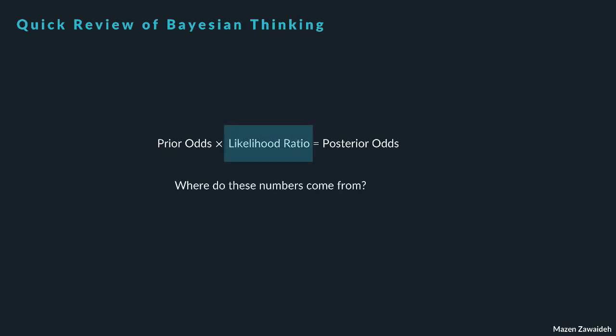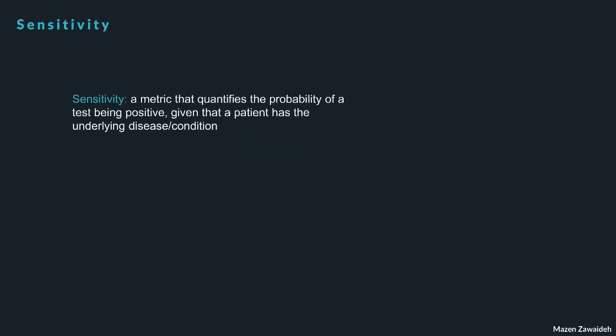Their calculations depend on the measured sensitivity and specificity of a diagnostic exam, so we'll first break down these terms. First, sensitivity. Sensitivity is a metric that quantifies the probability of a test being positive, given that a patient has the underlying disease or condition. It is expressed mathematically as follows, and is read: the sensitivity is equal to the probability of a positive test, given that the disease or condition is present.